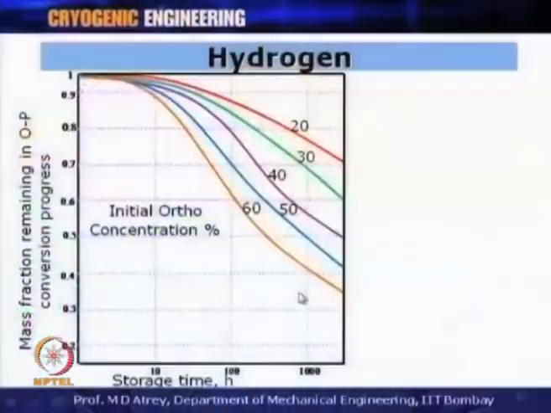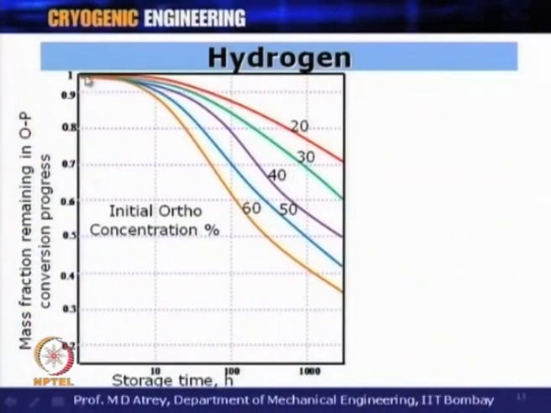As I just said, the catalyst makes this reaction faster and this will ensure that the whole conversion of ortho to para will take place during liquefaction only, and whatever liquid has got formed will not then get evaporated. Now, this is a graph which shows that depending on the initial ortho existence in the liquid, how much amount of liquid will remain at the end of so much storage time.